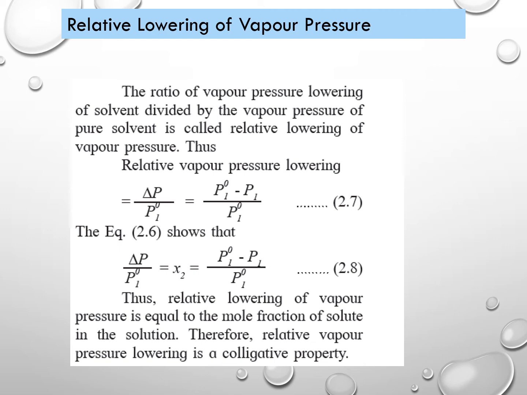Similarly, relative lowering of vapor pressure. Relative lowering of vapor pressure is the ratio of the vapor pressure lowering of the solvent divided by the vapor pressure of the pure solvent. This is also called relative lowering of vapor pressure. And here again you can see that from the first equation, delta P is equal to P1⁰ minus P1, which is the lowering of vapor pressure, divided by the vapor pressure of the pure solvent. Here again on simplification you can see this is related to x2. Therefore we can say that the relative lowering of vapor pressure is also related to the number of moles. So it is also a colligative property.